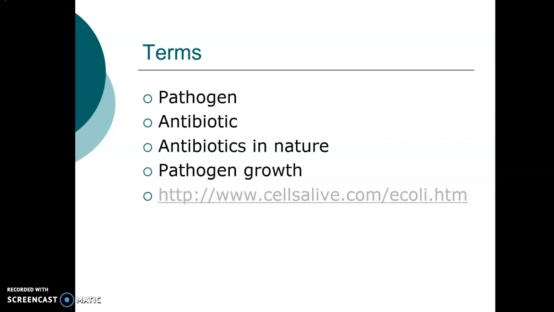To begin with, we have to understand some terms to make this lecture make sense. The first term we have to understand is pathogen. A pathogen is a disease-causing agent. And we use the word agent because there are many different kinds of things that are actually pathogens. They can be bacteria, viruses, fungi, protists, worms. Any of those things can cause an infection to occur.